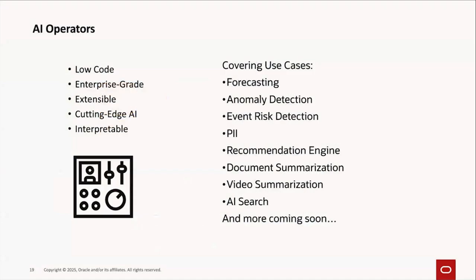Finally, we're going to get into what the demo is about. The demo is on AI operators. These are low-code tools that we build to directly solve a business use case. So today we're going to go over forecasting, but we have the same type of implementation for many different types of use cases, including anomaly detection, event risk detection, PII, recommendation engines, and many more. So this is definitely an exciting space, and I'm excited to jump into this.